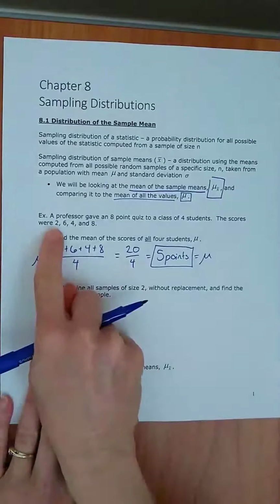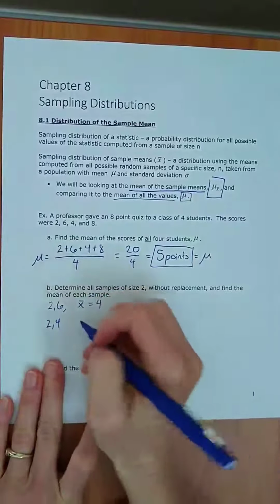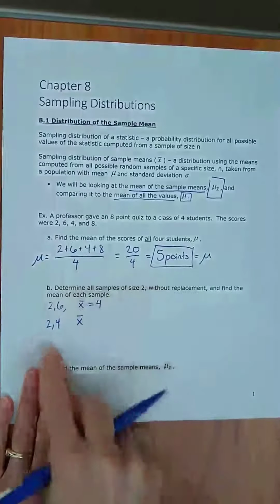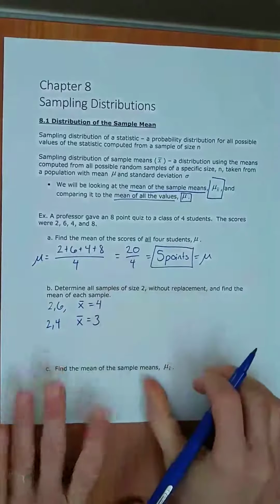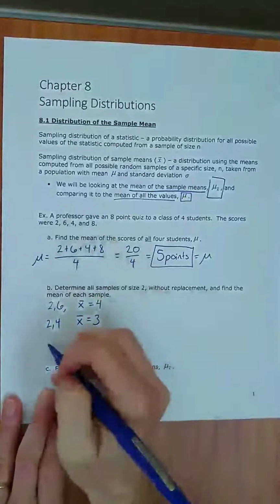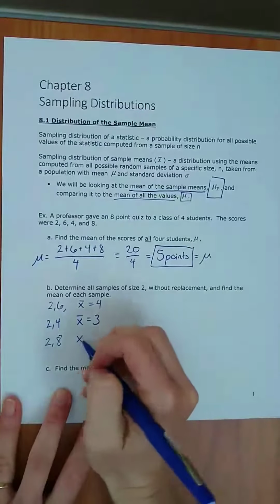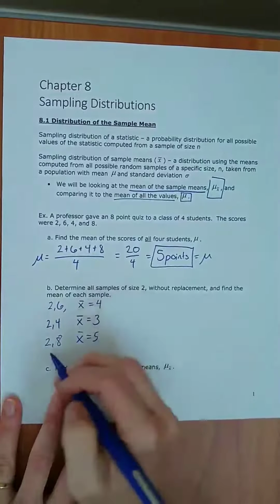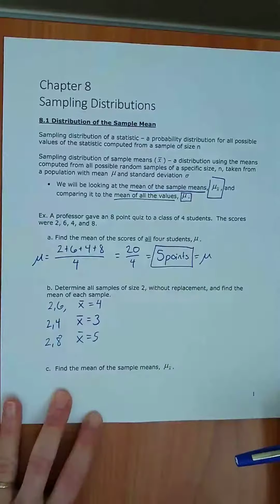Okay, so now let's take the student with the 2 and the student with a 4. What's their average? So 2 plus 4 is 6, divided by 2 is 3. Their average is 3. Now let's take the student who got a 2 with the student who got an 8. So 2 plus 8 is 10. 10 divided by 2 is 5. So for those 2 students, the average was 5 points. Oh, that was the same as the overall average.